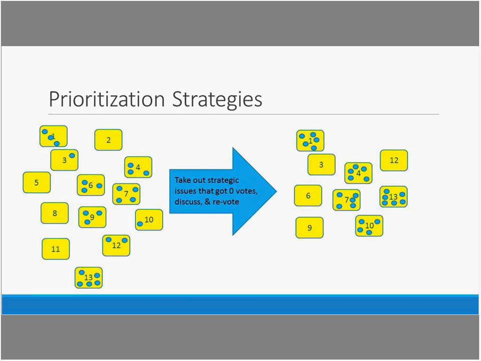There are so many variations of sticky dot voting or other types of prioritization. Would anybody be willing to share your experience with prioritizing, either through MAP or any other sort of prioritization exercise that you've been through that you thought was helpful for a group? Experience with prioritization.